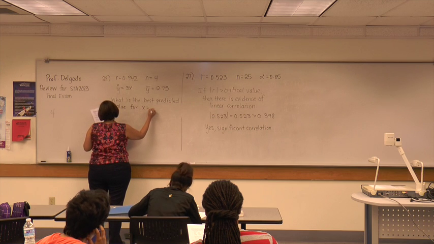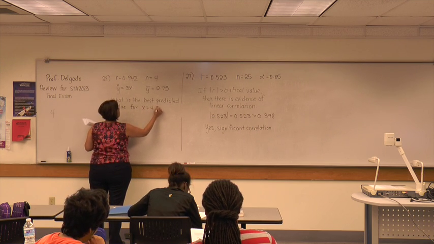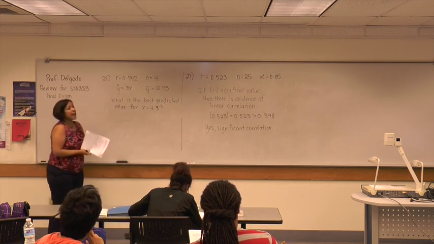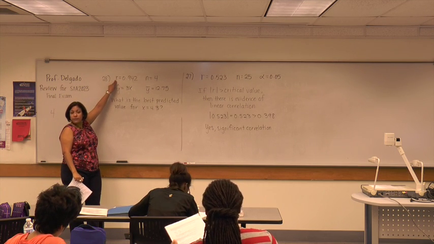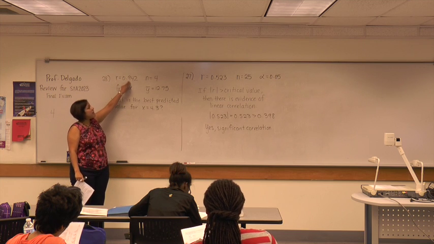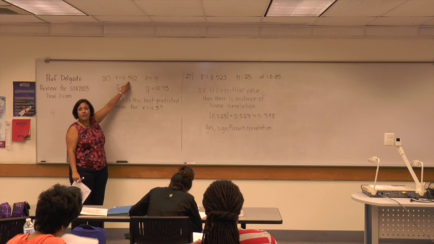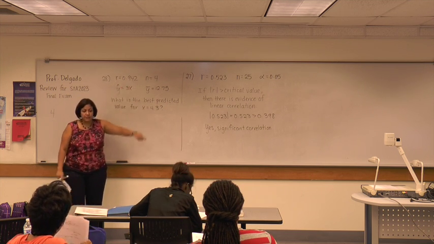Where x equals 4.3. So going back to table A6, we're going to look at the row that says n equals 4 and determine if this is sufficiently large for us to say that we have linear correlation.